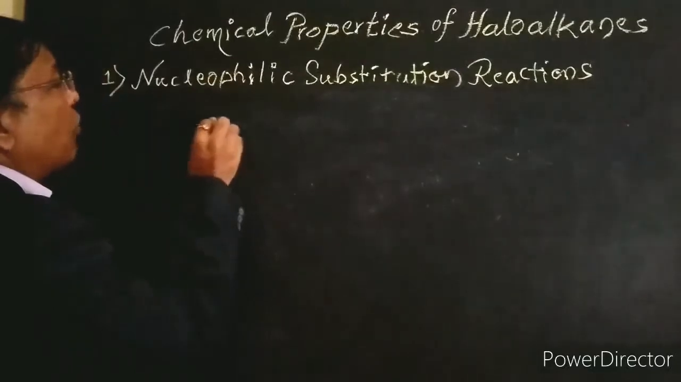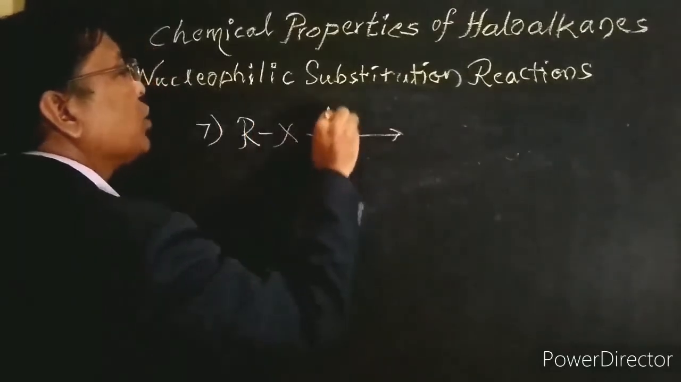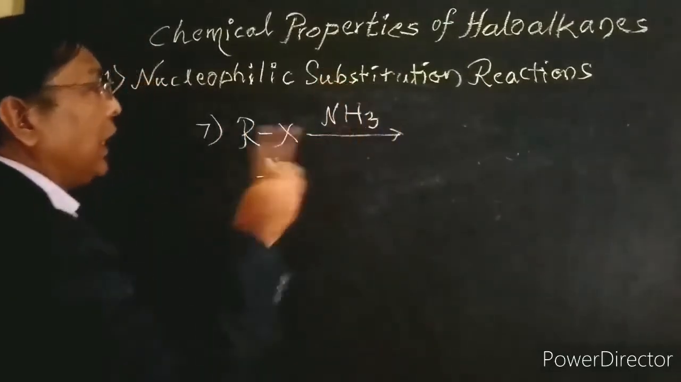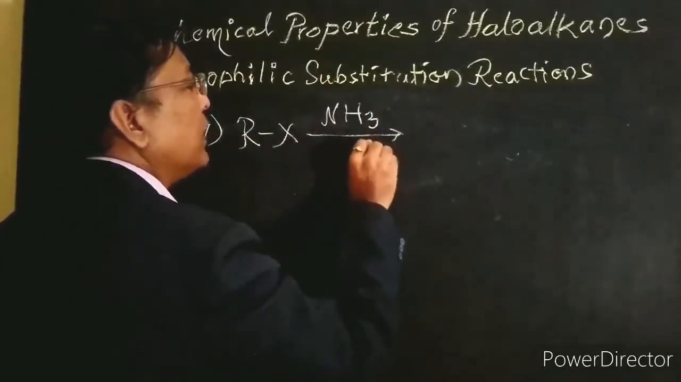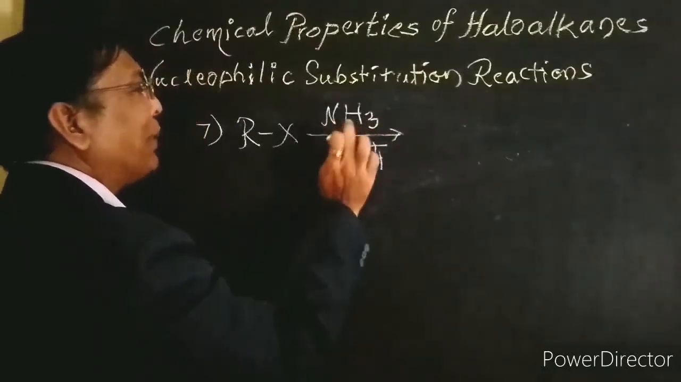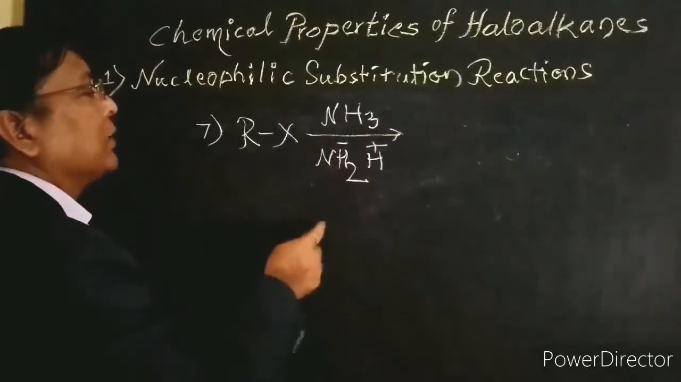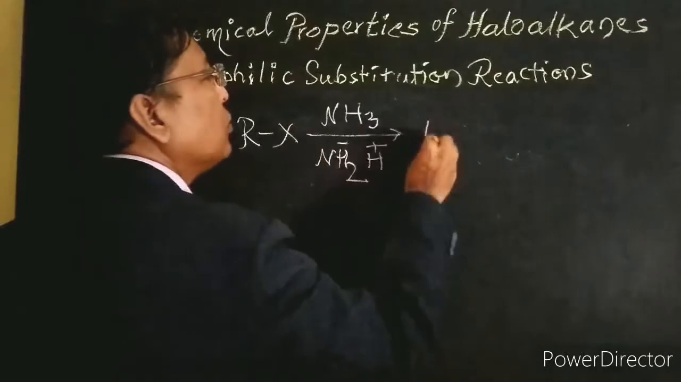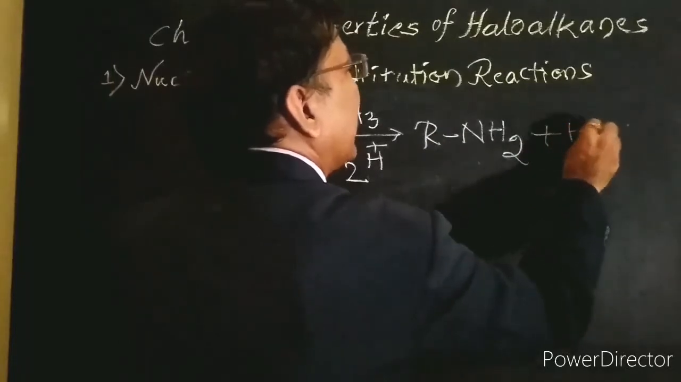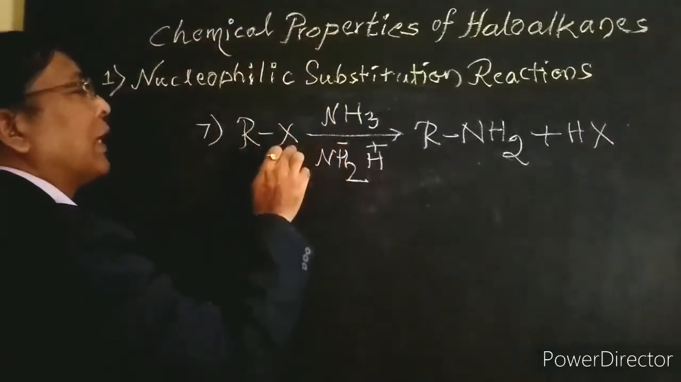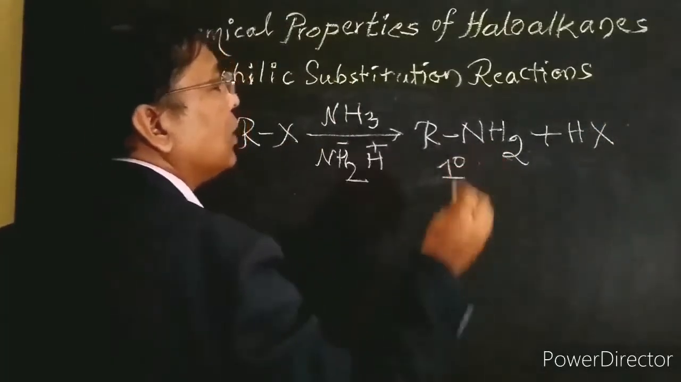Now the reaction of alkyl halide with ammonia. Ammonia means NH3. Here we should be able to find which is the nucleophile in this. We know that H is always positive, so remove one H plus from this. What remains? NH2. Therefore NH2 must be minus, therefore NH2 is the nucleophile here, so we get RNH2 plus HX. This H plus will combine with halogen, so we get HX. This is called primary amine. This is 1 degree amine.